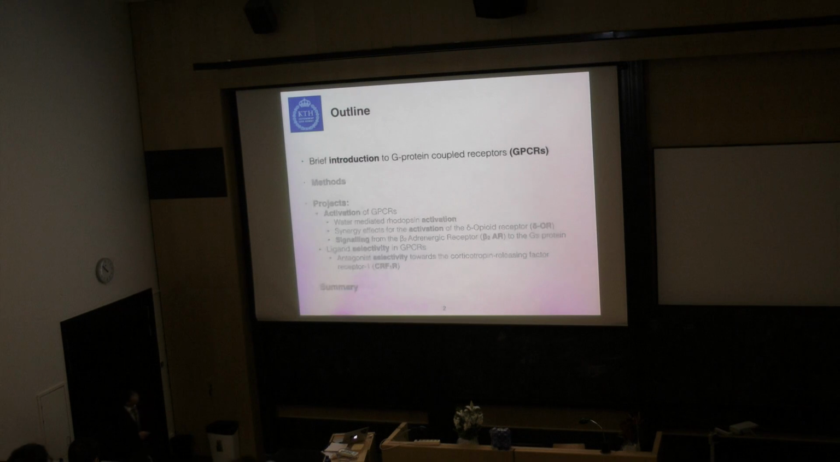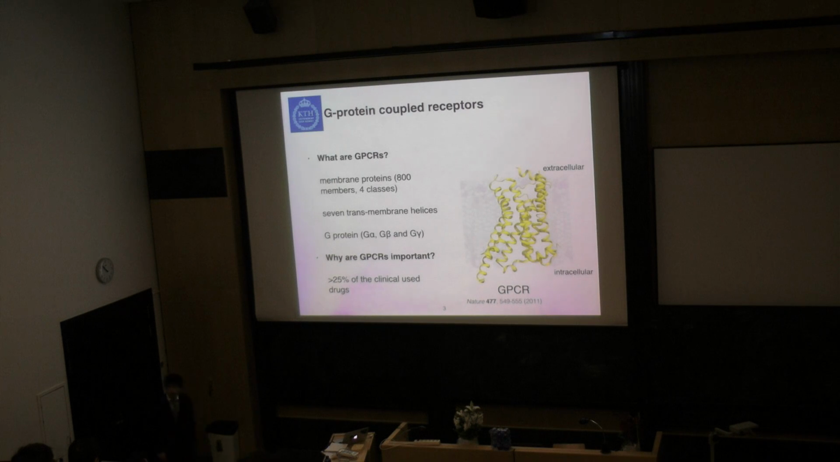Okay, let's move to the first part, the introduction of GPCR. G-protein coupled receptors are the largest family of membrane proteins in eukaryotes, and they sense a wide range of stimuli from the extracellular side of the cell and transfer the signal through the helix bundle to the intracellular side of the cell. In human, there are about 800 membrane proteins belonging to GPCR, and they can be classified into 4 classes. Although there are so many GPCRs, the structures of GPCR are conserved.